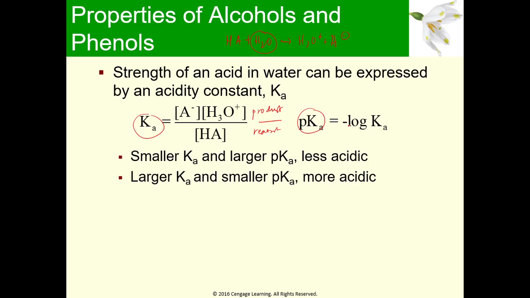So pKa is now equal to negative log of your Ka. So, ano yung mga indications natin? The smaller the Ka, mas malaki yung pKa. Ibig sabihin nun, less acidic. Pero kapag larger yung Ka, smaller yung pKa, it is more acidic. So, anong ibig sabihin lang nito, class?